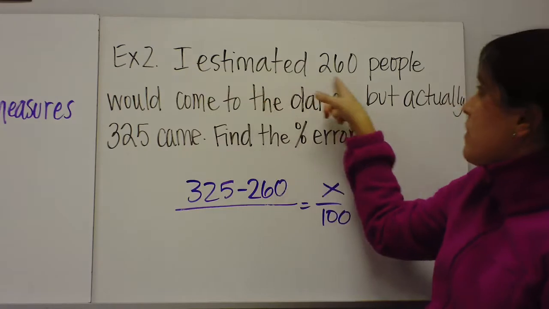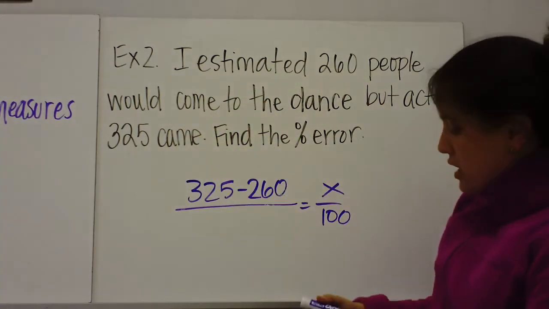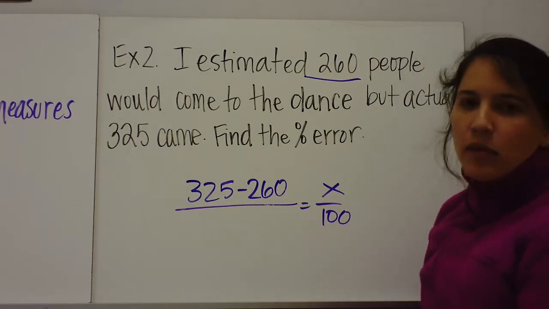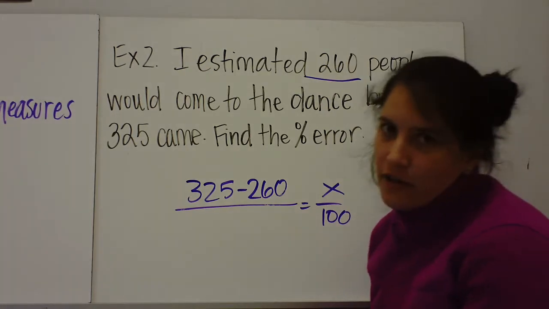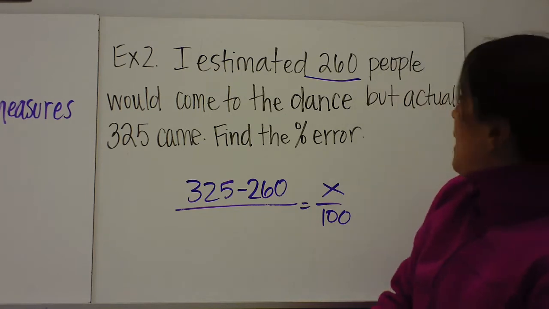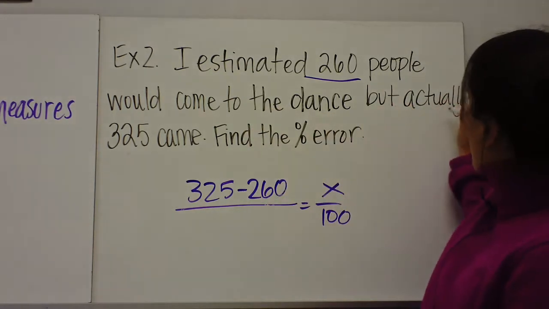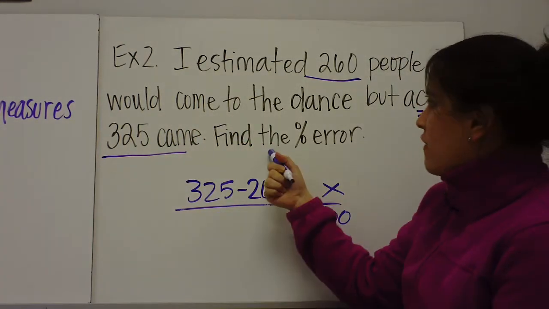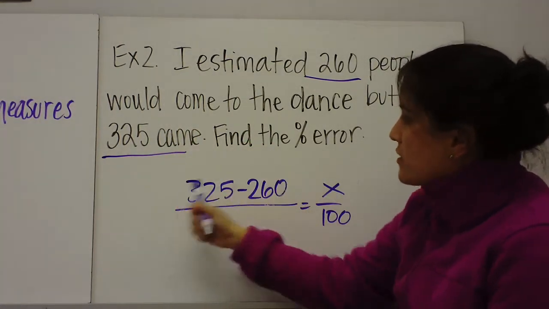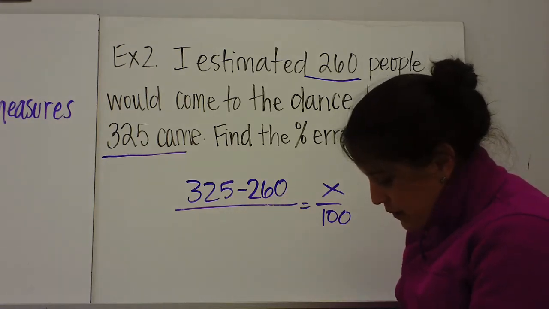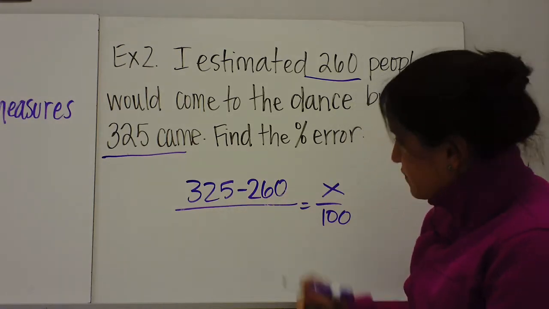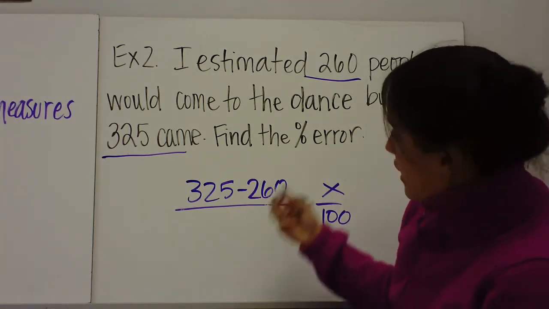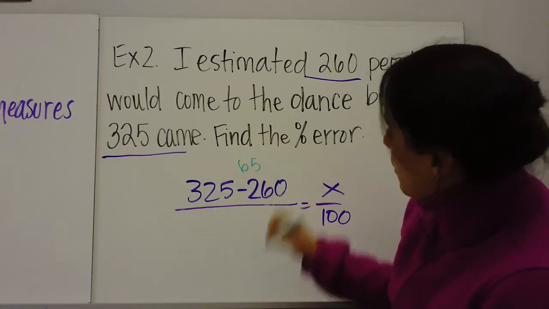Example 2, I estimated 260 people would come to the dance. So we have a dance, and I think about 260 people will come. Mostly 6th graders, mostly, to the dance, but actually 325 came. Again, find the percent error. So again, we subtract 325 minus 260. I'm going to use a different color. And that gives us 65 people.